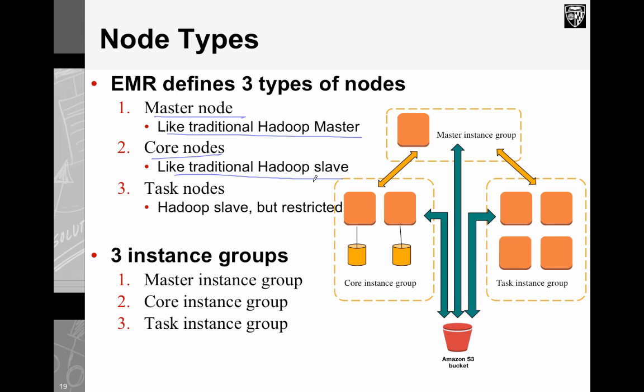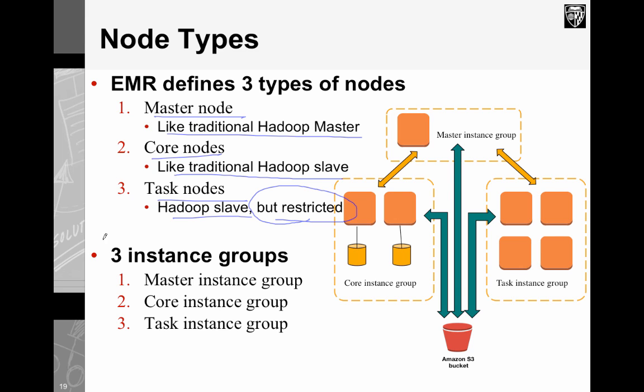And they have something called the task nodes, which are Hadoop slave nodes, but they are restricted. They're restricted in terms of they don't store any data. Again, we'll talk a little bit more in detail in just a few slides. Just remember that there are three types of nodes: master node, core nodes, and task nodes.